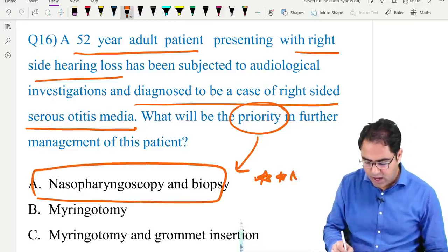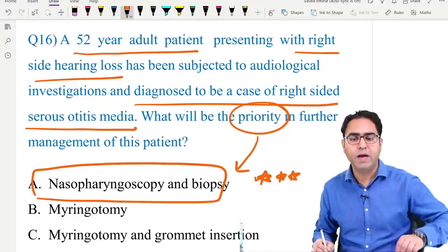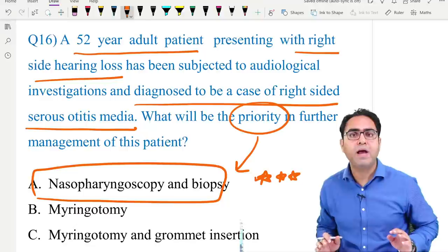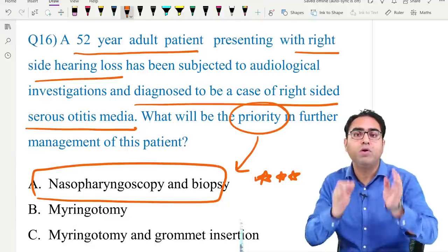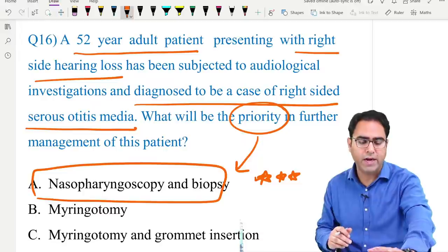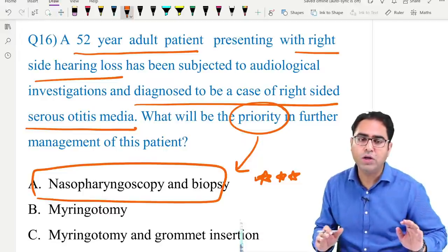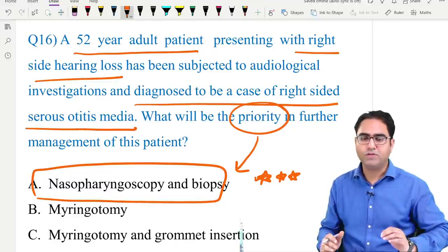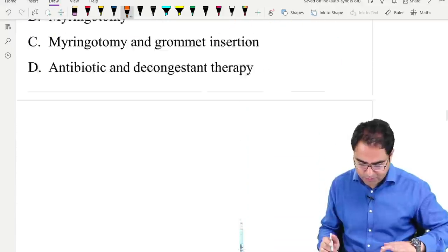This is the star question for your paper, beta. Nasopharyngoscopy, biopsy. Please do not mark Grommet insertion and all that. Glue ear is not my priority. My priority is to rule out nasopharyngeal carcinoma. An adult patient developing glue ear on one side is something not to be ignored. It has to be screened with nasopharyngoscopy and you do the biopsy also, beta. Very good, beta. Very good.